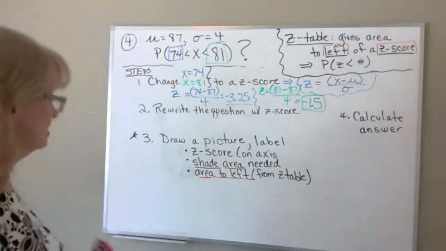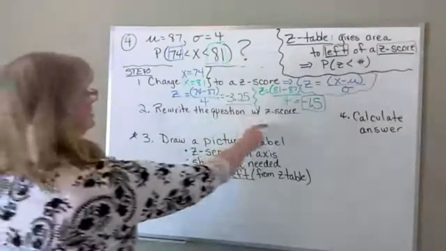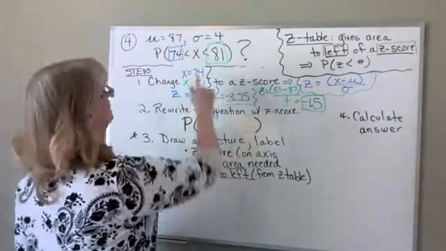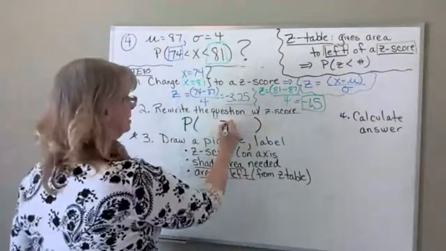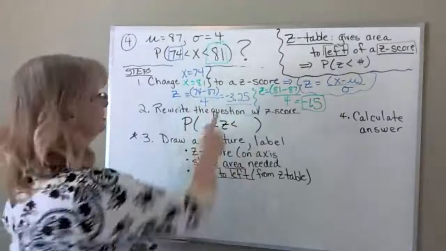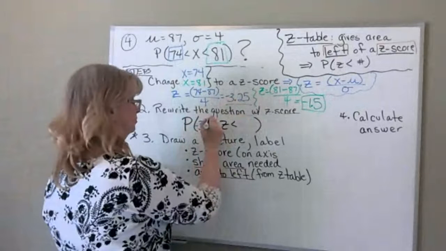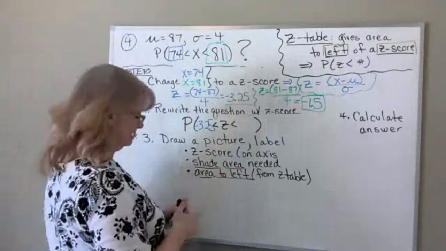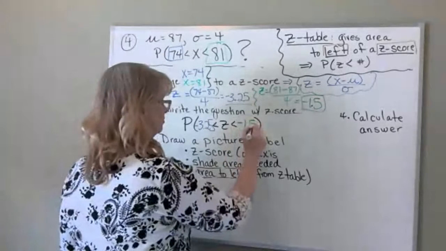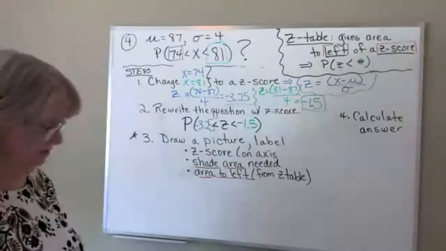Okay, good. Then the next thing you should have done was rewrite the question here. So now the question becomes the probability. Instead of x between 2 numbers, it's going to be z between 2 numbers. So we're going to put that one over here and the negative 1.5 over here. So that's our new question.